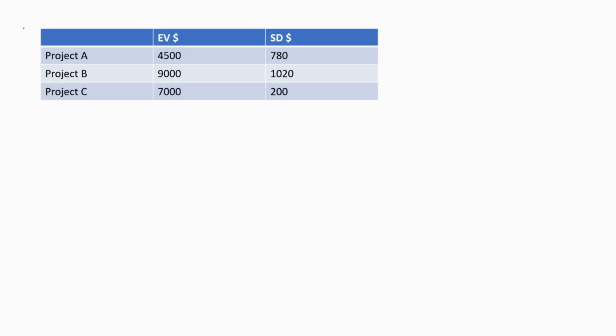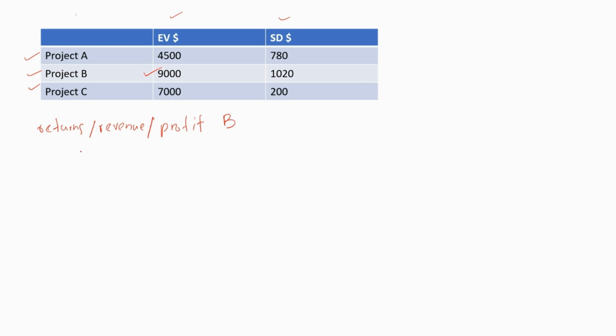Now let's read this table. This will summarize what we have learned so far. They have given three projects: Project A, Project B and Project C. Expected values are already calculated and the standard deviations are already calculated as well. Let's say these values have been calculated for returns, or let's say revenue, or it can be for profit. Which project would you choose based on the expected value? We select the highest expected value project, which is project B.